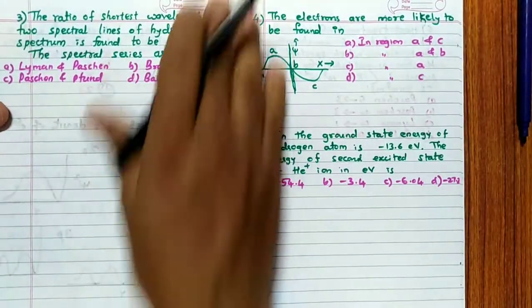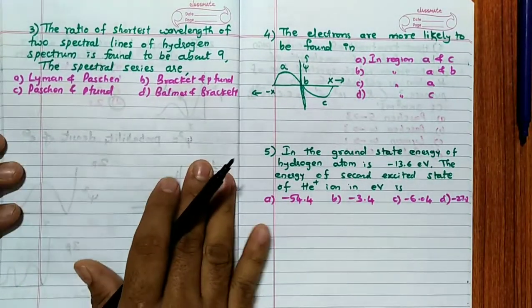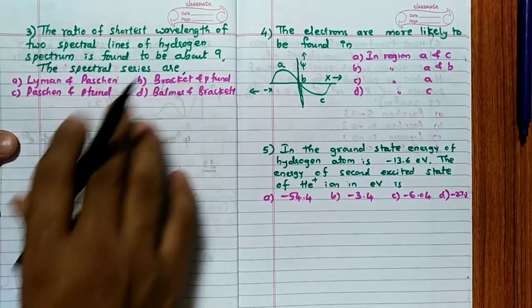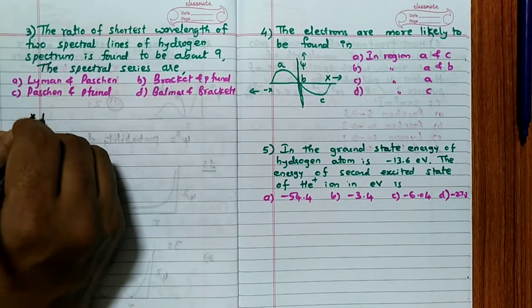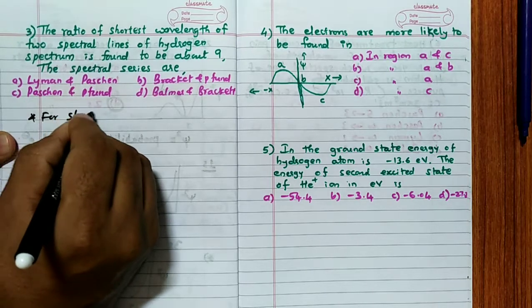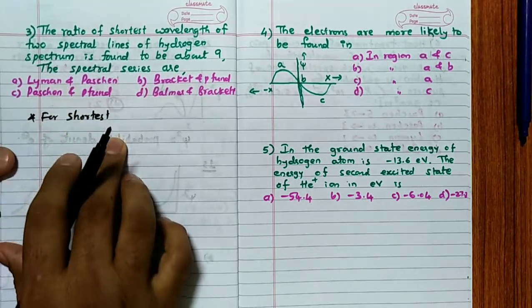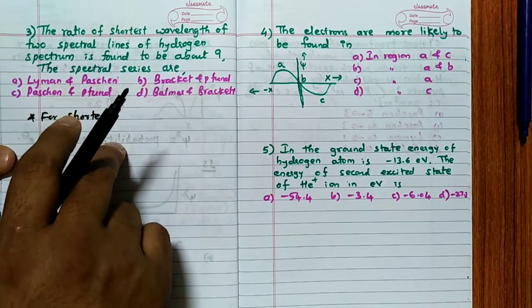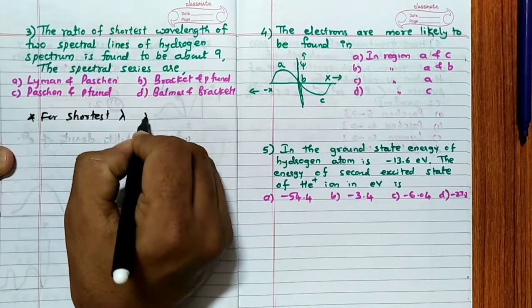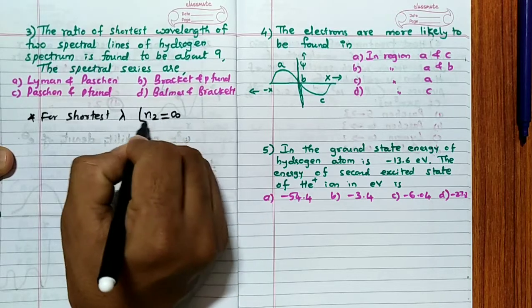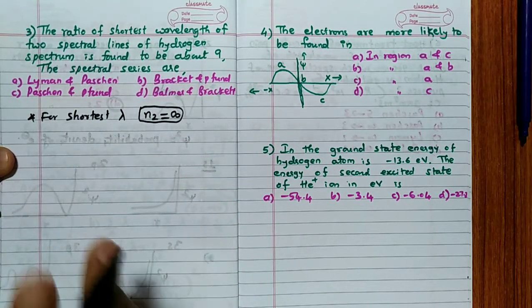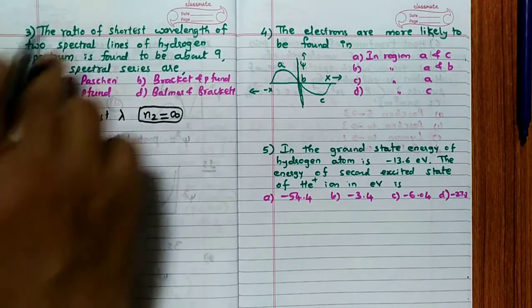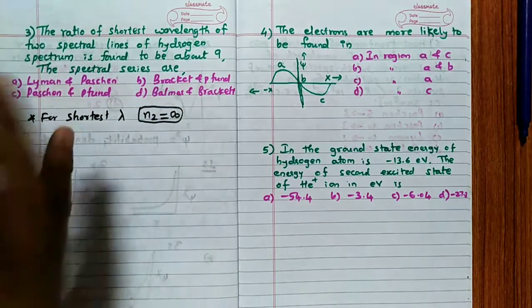Then the third one: the ratio of the shortest wavelength of 2 spectral lines of the hydrogen spectrum is found to be about 9. One thing you remember, for the shortest wavelength, I told you this in the synopsis part. The notes are available in the description box, you can download. For the shortest wavelength, remember, n2 should be infinity. That one thing you have to remember. So the ratio of the shortest wavelength they have given, but first we will see the relationship.